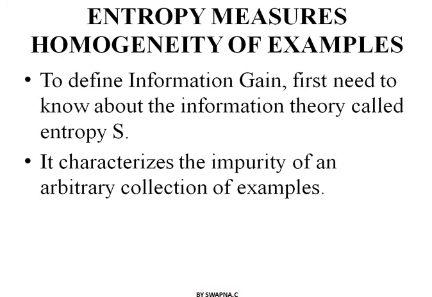Next, to define information gain, first we need to know about the information theory concept called entropy. The ID3 algorithm uses information gain at each step to measure whether an attribute is best or not to classify the training examples, the instances. So what does entropy mean? It characterizes the impurity of an arbitrary collection of examples. It measures the impurity of the instances. That is what entropy does.